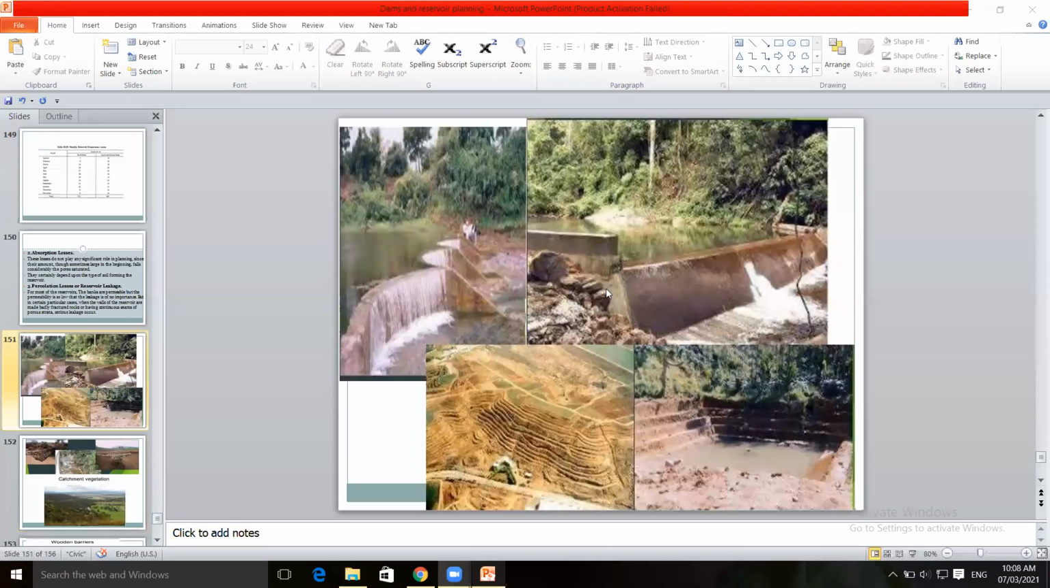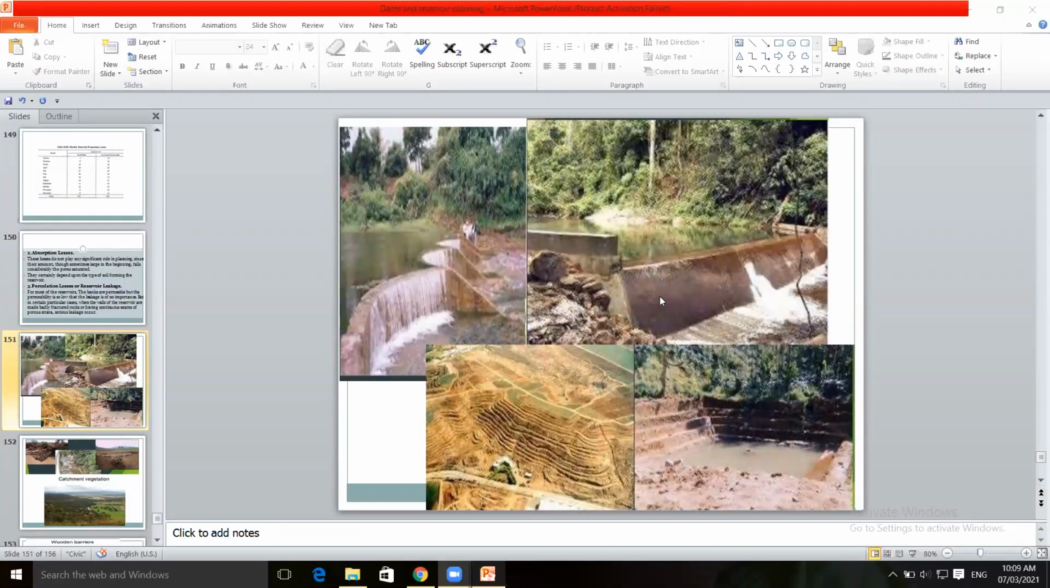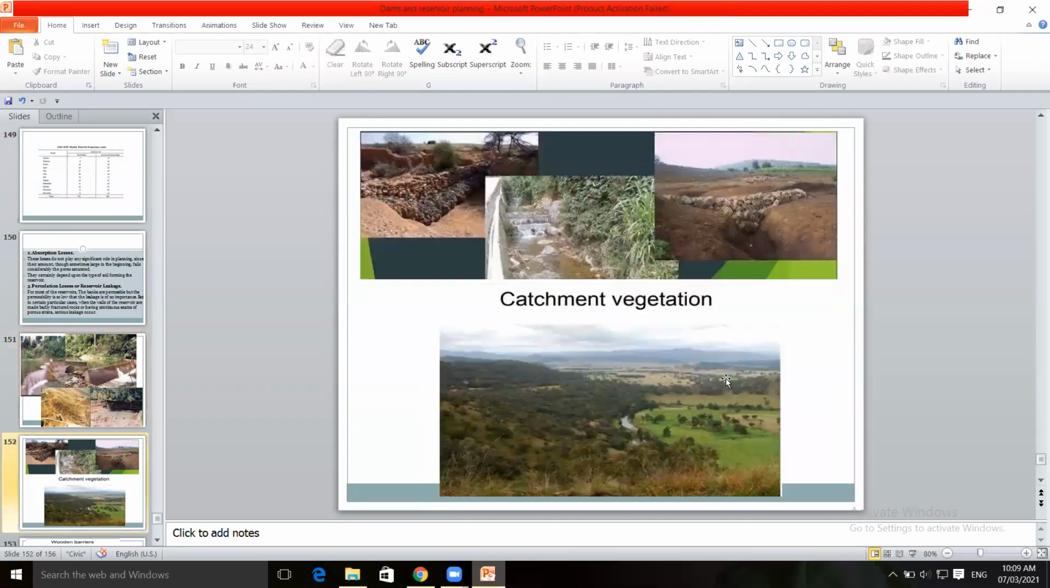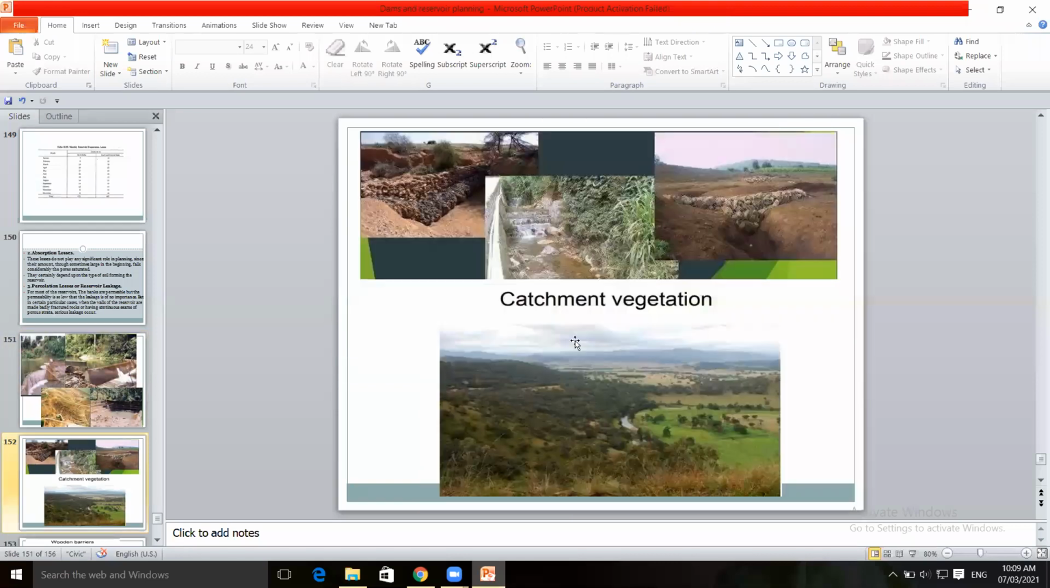So another image is here. It shows the silting of the reservoir due to accumulation of the silt. The storage capacity will reduce. These are the images of silting of the reservoir. See, the silt is accumulated at the bed of the reservoir. This is catchment vegetation. Catchment vegetation is shown. Vegetation screens are provided.